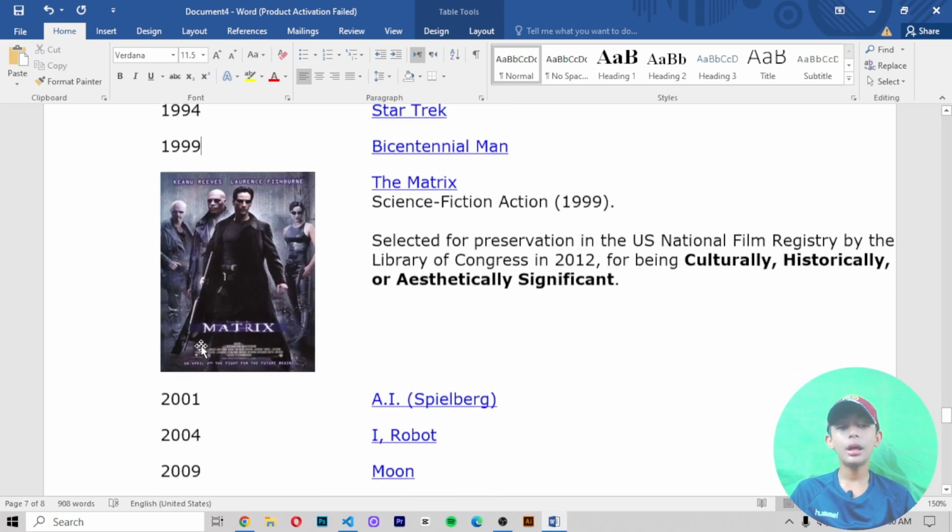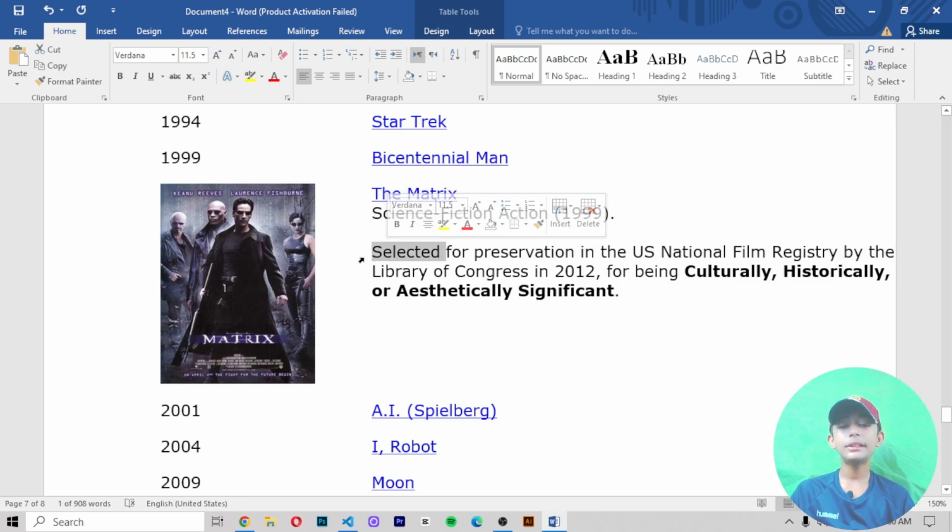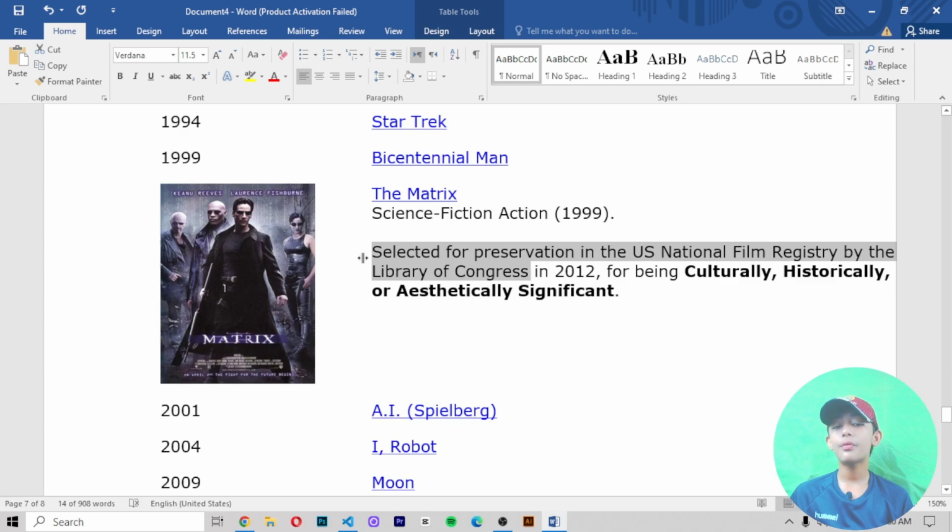In 1999, The Matrix. This is a science fiction action film. It was selected for preservation in the US National Film Registry by the Library of Congress in 2020 for its cultural, historical, or aesthetic significance.